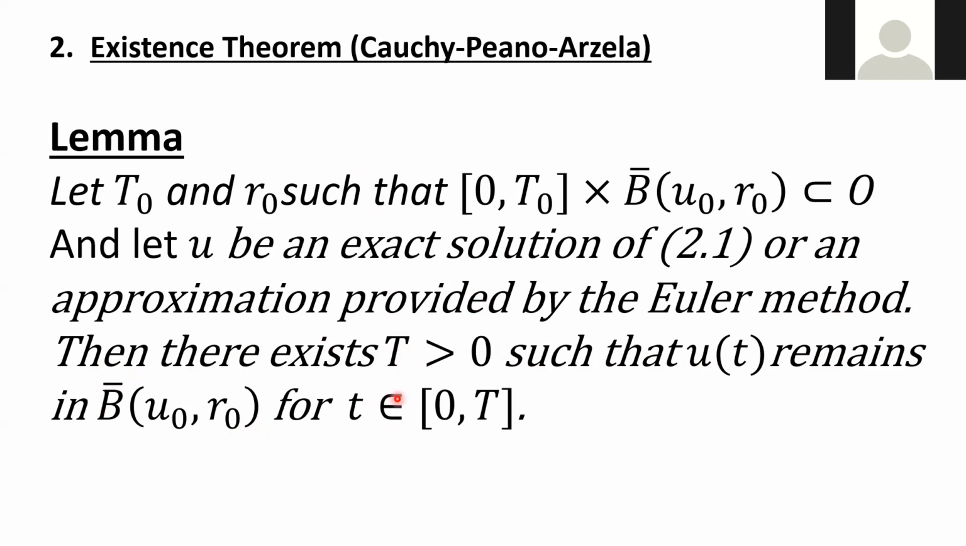All right. So we are going to prove it. This is not so hard. You just have to write the integral. So let's do this as an exercise. So we want to prove that I can choose a time capital T, such that my solution will start with the exact solution, and then we will do the same for the approximations given by the Euler method, remain in this ball. Okay, so let's do it together.